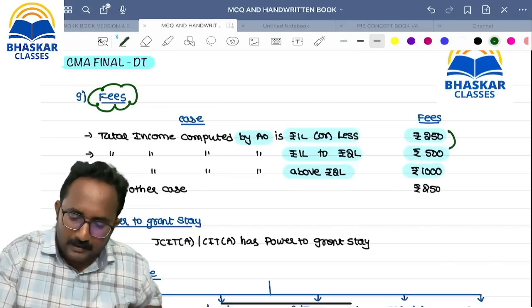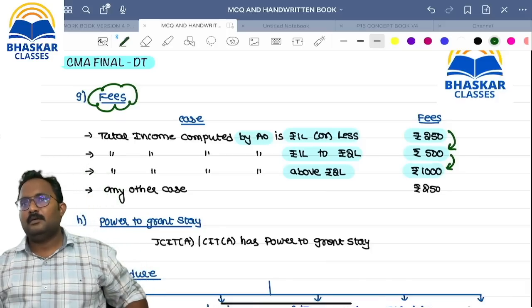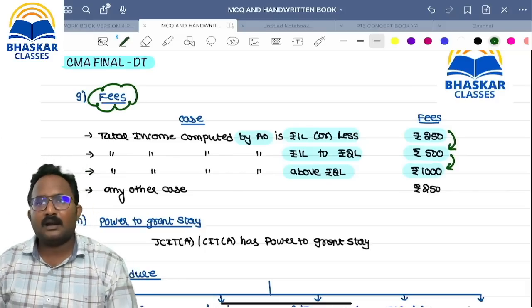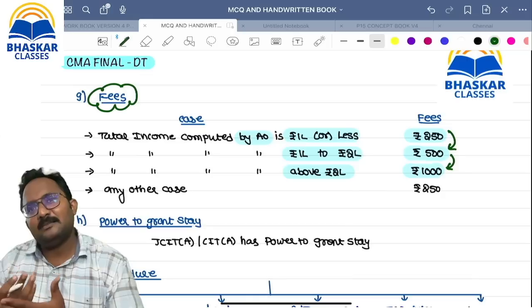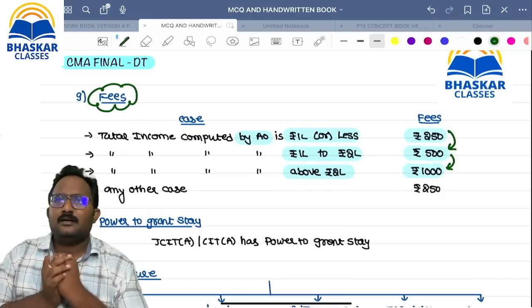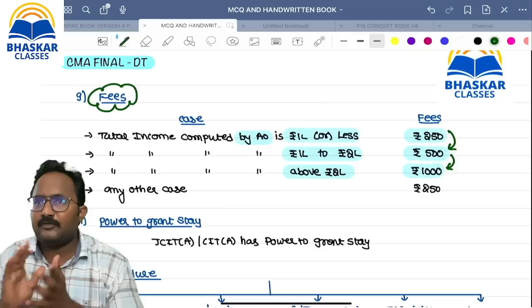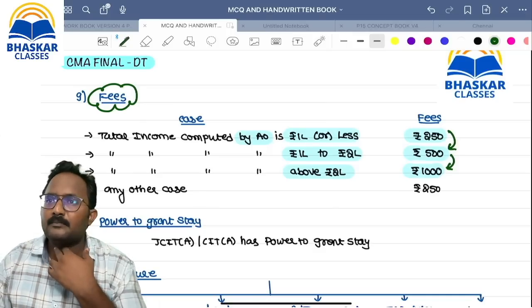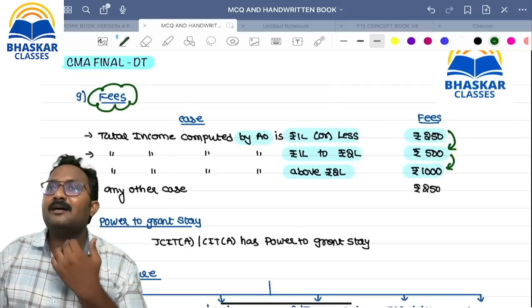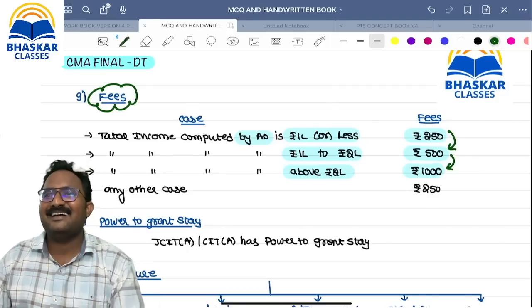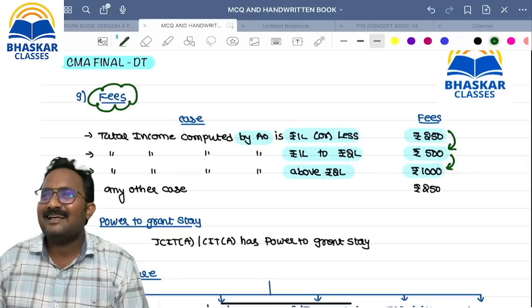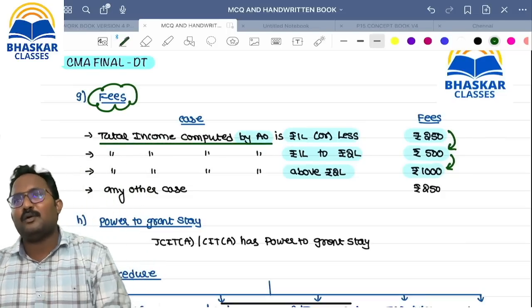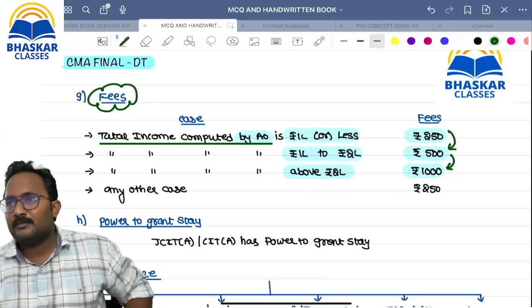Remember, doubled, again doubled. Now I have a doubt. Anyone in the class, please try to resolve my doubt. Normally the basic exemption limit itself is 2,50,000. The basic exemption limit is how much? 2,50,000. No need to file the return of income, right? Then why will this appeal point come? It is not additional tax. Total income computed by AO means whatever total income is computed by the AO, not the additional income computed by the AO.